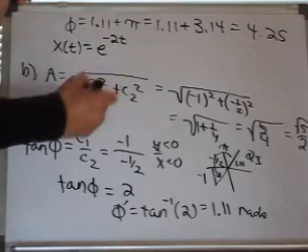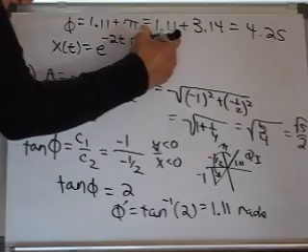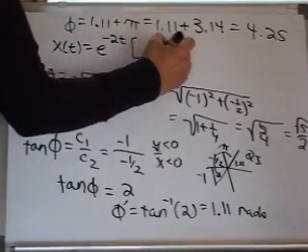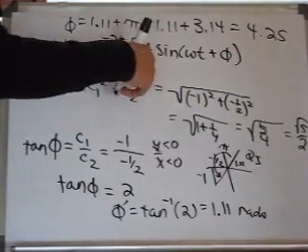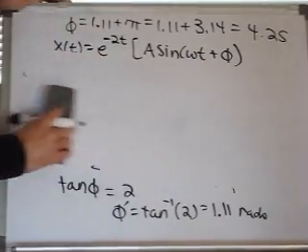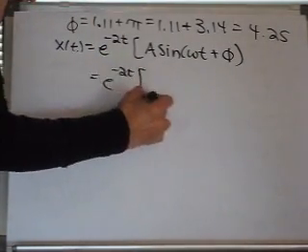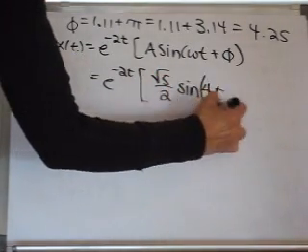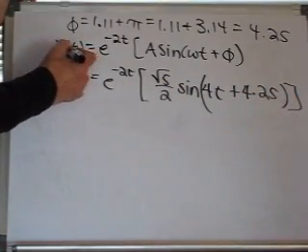negative 2t. That part, the exponential part, does not change. And then, I'm not doing the cosines and sines, but it's going to be A times the sine of omega t plus phi. And I need to plug in my A and my phi. A is root 5 over 2. E to the negative 2t, root 5 over 2, sine of 4t plus 4.25. And this is x of t.